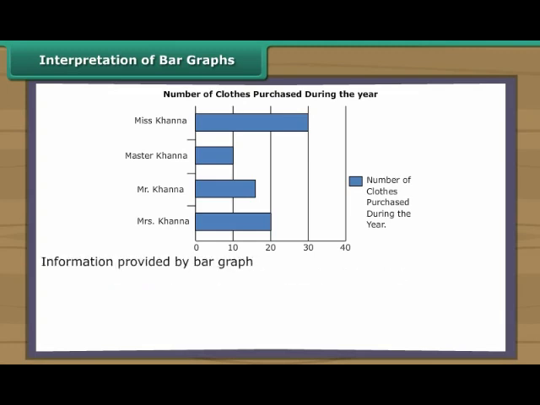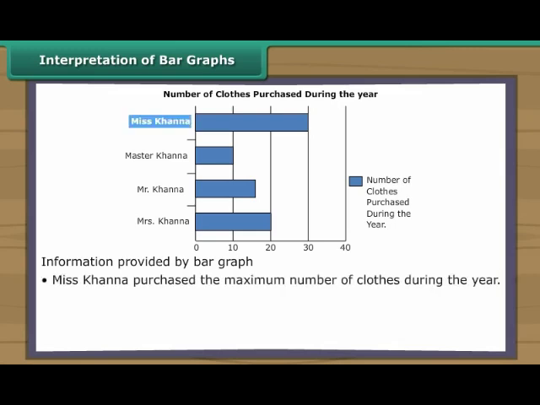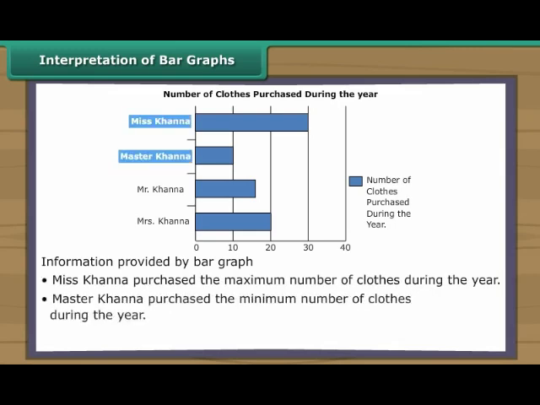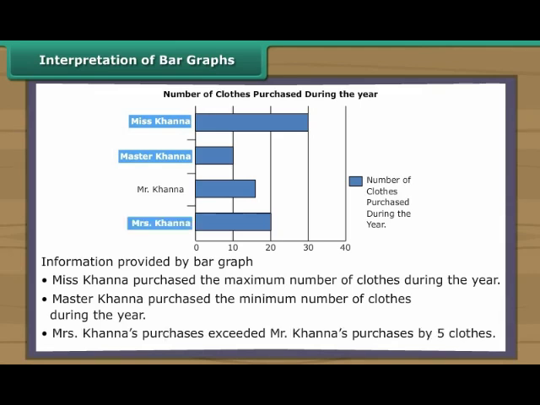It is clear from the bar graph that Miss Khanna purchased the maximum number of clothes during the year. Master Khanna purchased the minimum number of clothes during the year. Mrs. Khanna's purchases exceeded Mr. Khanna's purchases by 5 clothes.